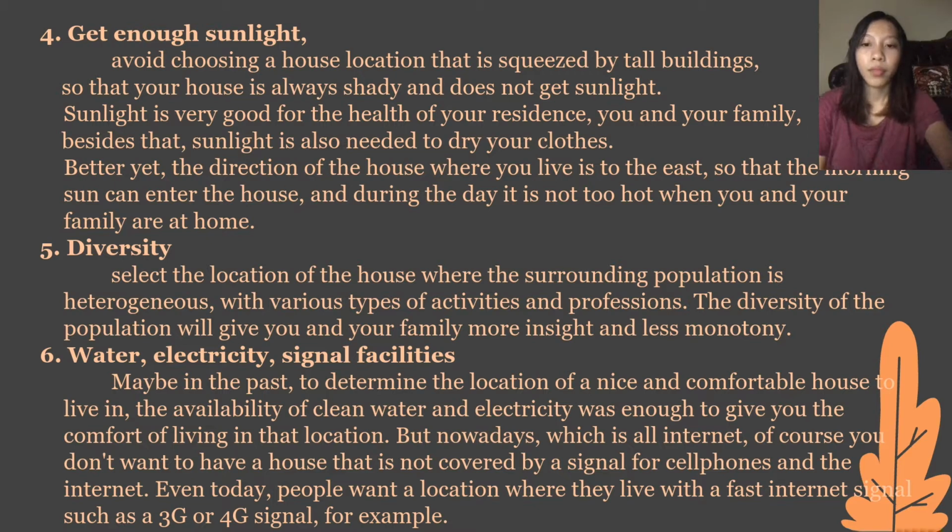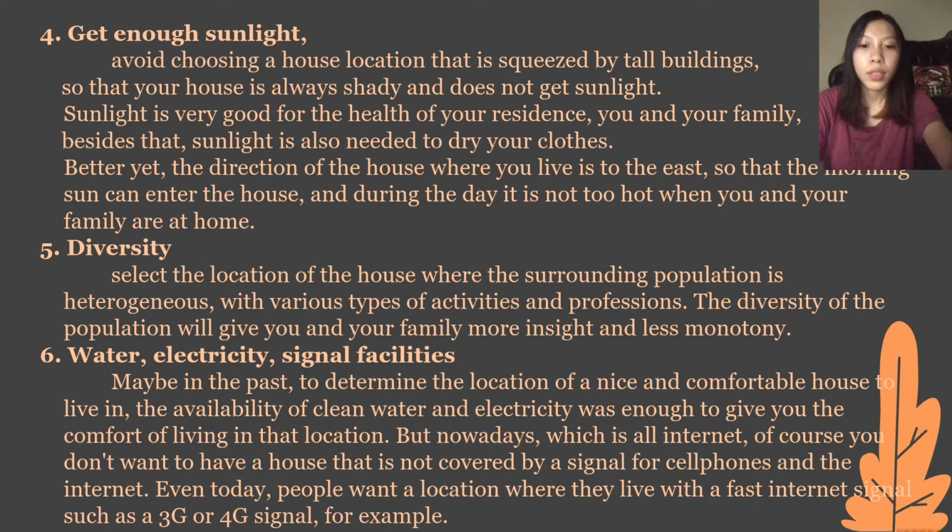Fifth, diversity. Select the location of your house where the surrounding population is heterogeneous, with various types of activities and professions. The diversity of the population will give you and your family more insight and less monotony. Sixth, water, electricity, and signal facilities. Maybe in the past, to determine the location of a nice and comfortable house to live in, the availability of clean water and electricity was enough to give you the comfort of living in that location.